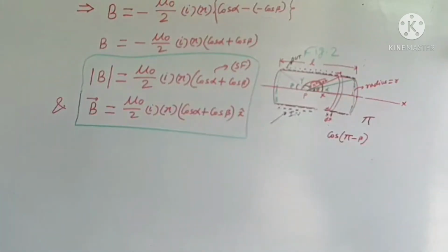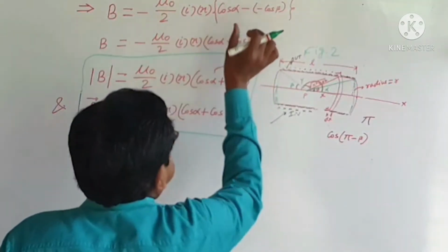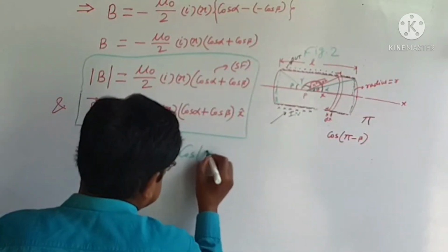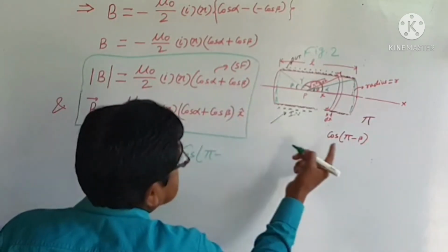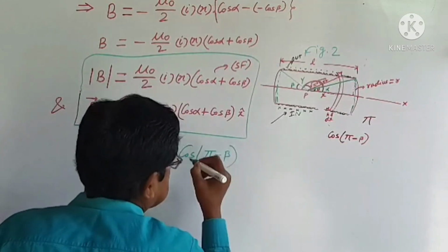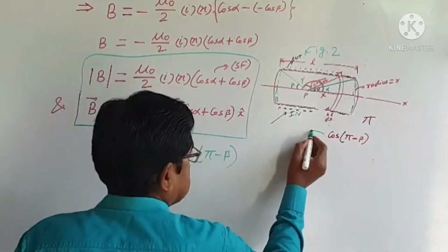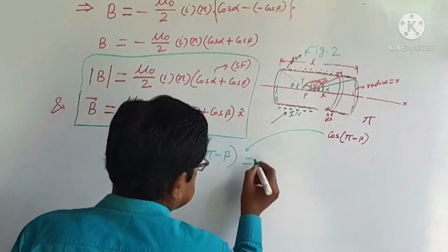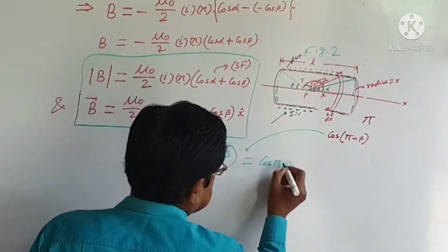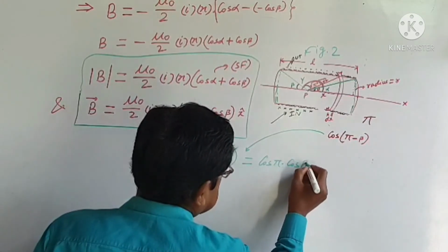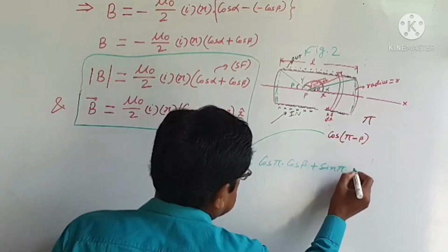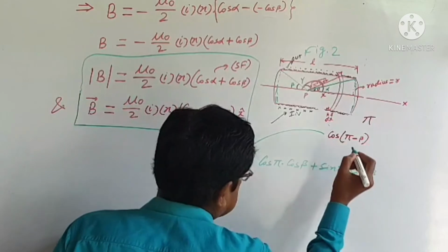Now, some facts you should know. Cosine of pi minus beta: which formula should we use here? Cosine of pi multiplied by cosine of beta plus sine of pi and sine of beta. Okay.